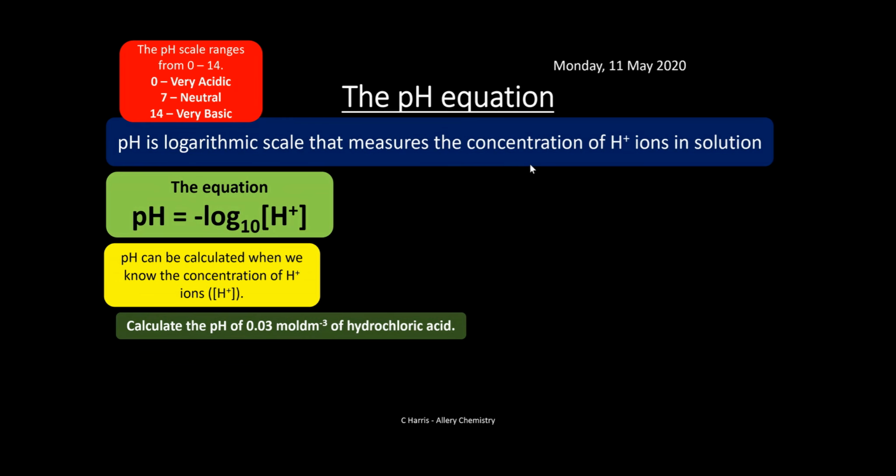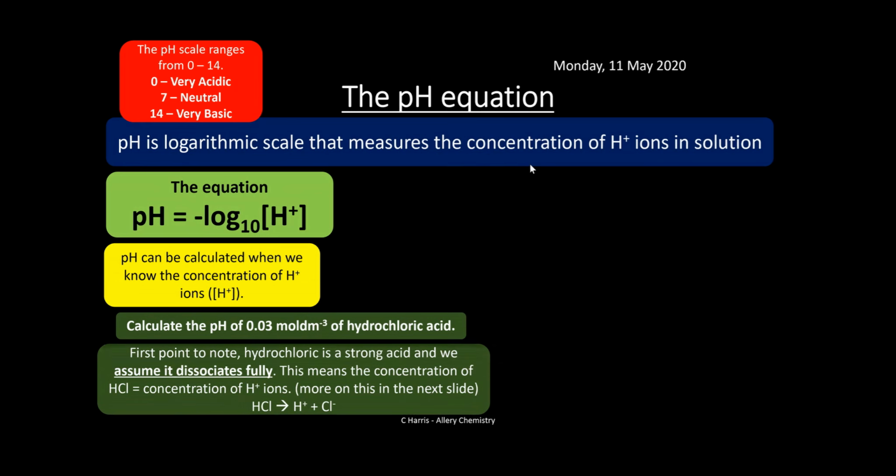So let's go through an example. Calculate the pH of 0.03 moles per dm cubed of hydrochloric acid. Remember, hydrochloric acid is a strong acid. First point to note, it dissociates fully, and this means that the concentration of HCl equals the concentration of H+ ions, because we assume that all the H+ ions produced have come from our HCl molecule, which fully dissociates. That's a fair assumption to make. So HCl forms your H+ ions and your Cl- ions, as you can see at the bottom there.